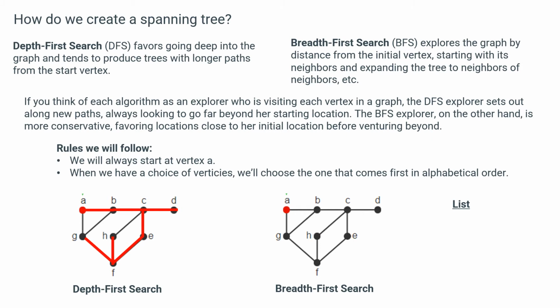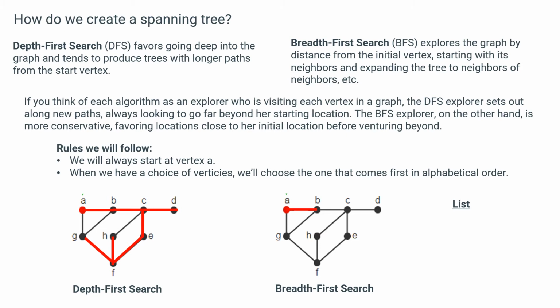But again, I'm going to start with A, and I'm going to just say, where can I go from A? I could go to B or G. I'm going to go to B because that's first in the list. Okay, now remember, we don't want to go far from home in the breadth first search.